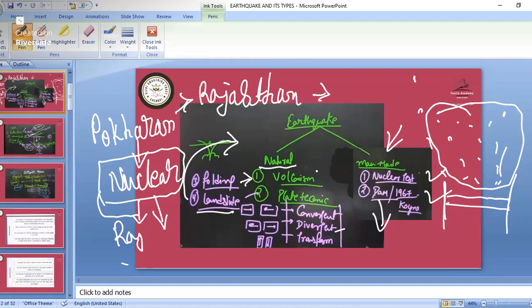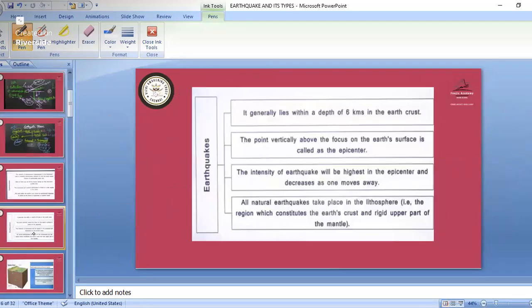So what are the natural earthquakes? Volcanism, plate tectonics, folding, landslide. Because of man-made causes, earthquakes can occur through nuclear tests and dams. So these are the various things because of which we can have earthquakes.